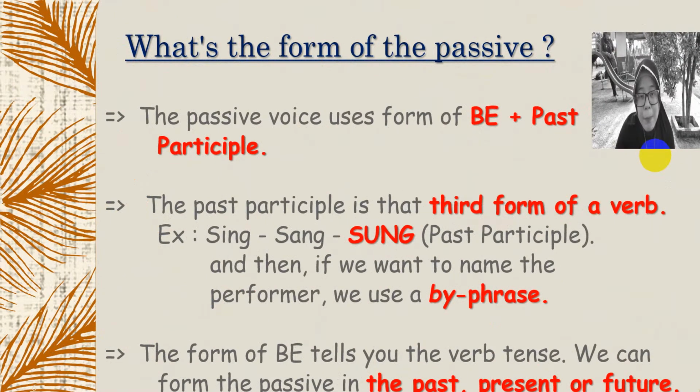What is the form of the passive or passive voice? The passive voice uses a form of be plus past participle. The past participle is the third form of a verb. For example, sing, sang, sung. Past participle. And then, if you want to name the performer, you use a by phrase. The form of be tells you the verb tense. We can form the passive in the past, present, or future.